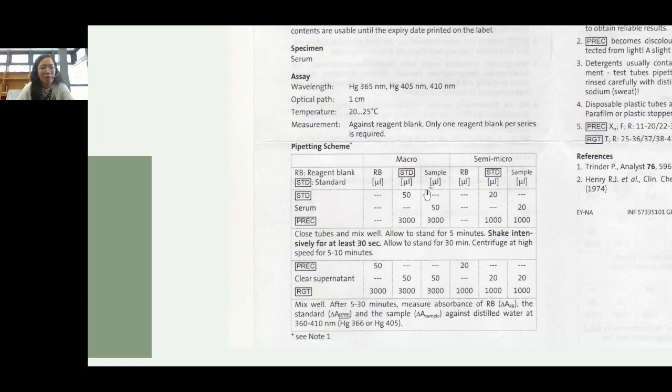Now after centrifuging, kids, the clear supernatant is what we will use. So here, take around 20 microliters of clear supernatant, and then add 1,000 microliters of your color reagent. So mix well, and after 5 to 30 minutes, measure the absorbance of your reagent blank, then your standard, then your sample against distilled water at 360 to 410.